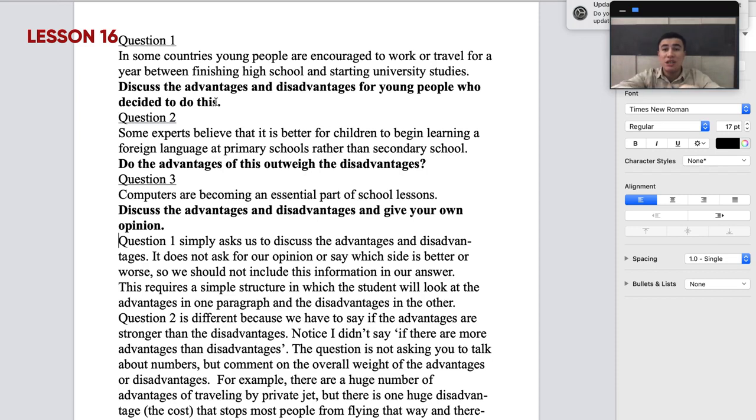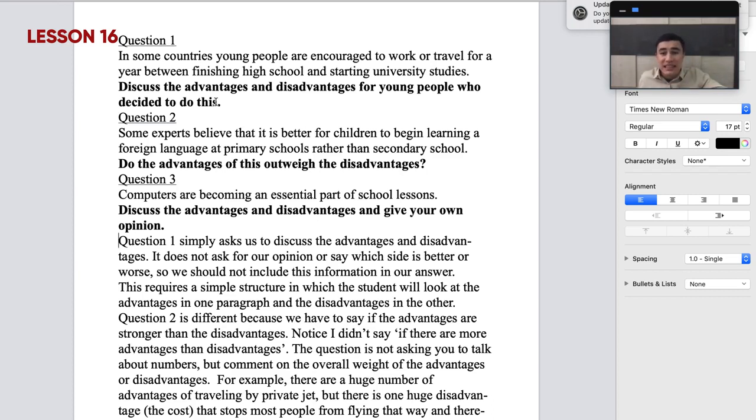Okay? Question number 2. Some experts believe that it is better for children to begin learning a foreign language at primary schools rather than secondary school. Do the advantages of this outweigh the disadvantages? Question number 3. Computers are becoming an essential part of school lessons. Discuss the advantages and disadvantages and give your own opinion.